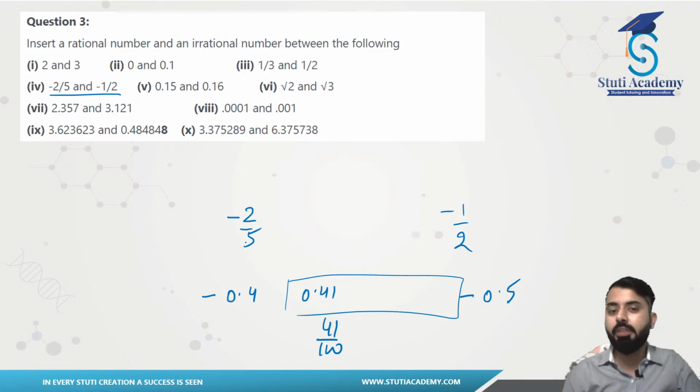I'm doing just simple division here. So this will be what? A 0.4, and this will be a 0.5. Negative both. So you can put it here. Negative 0.41. This will be what? 41 over 100. Now I have to insert an irrational.